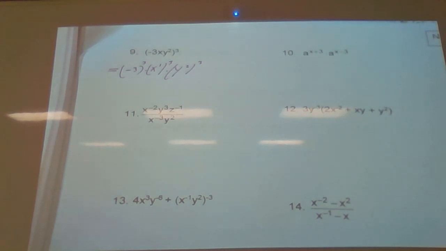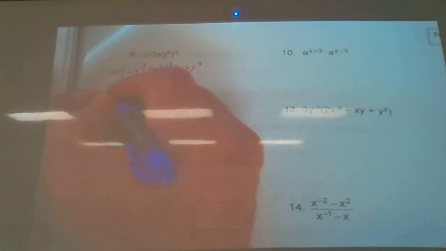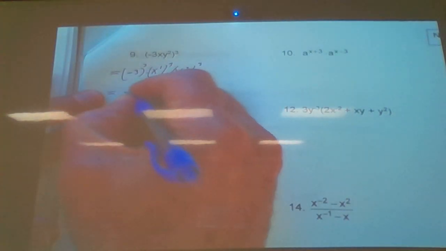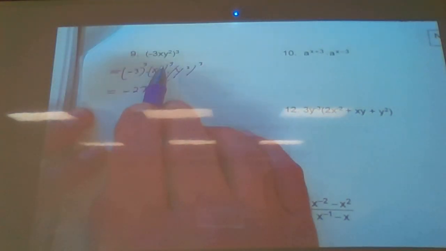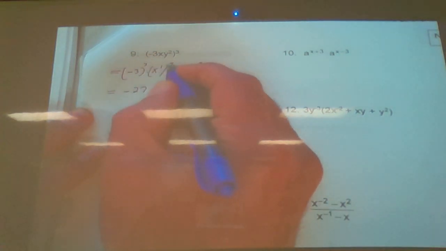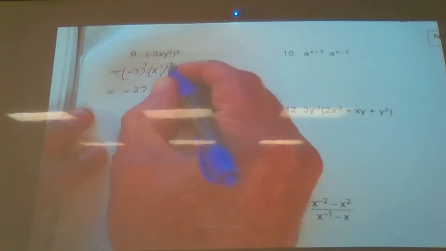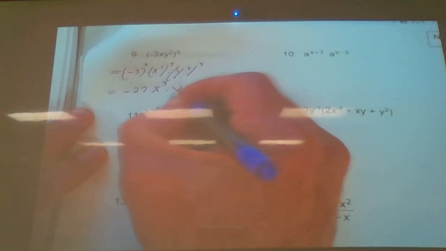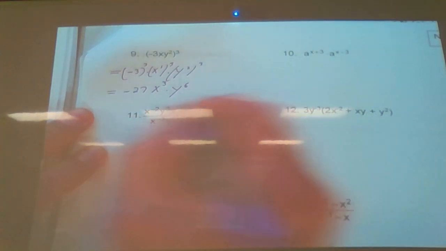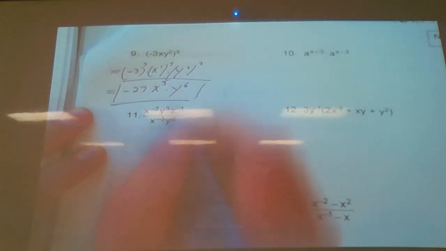The negative 3 to the third, I can do that. If you have a calculator, that's fine. That's a negative 27. This one, I have to use the power of a power rule, which is multiplication. So this is x to the 3 times 1 is a 3. Y, 3 times 2 is a 6. That's the answer.